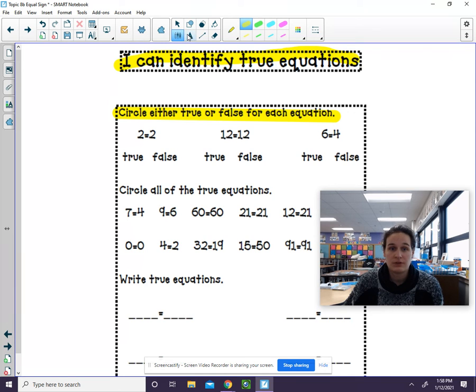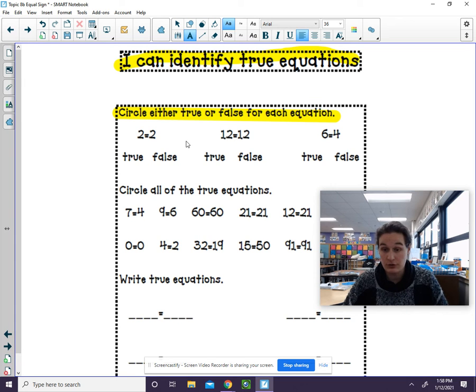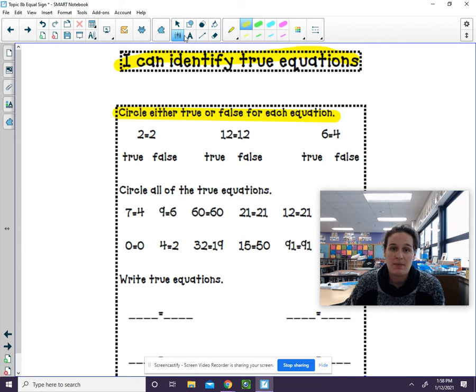So if we'll just do this first one together, it says 2 equals 2. Well, if you're not sure, you could build it. So I have 2 equals 2. Now, are those the same? They are the same. And you can tell because the same numbers are there in the same order. So we're going to circle the word true. You'll do that for the next 2.